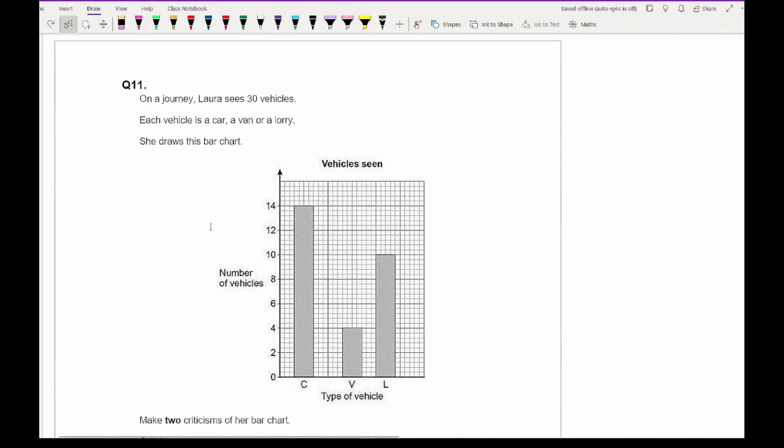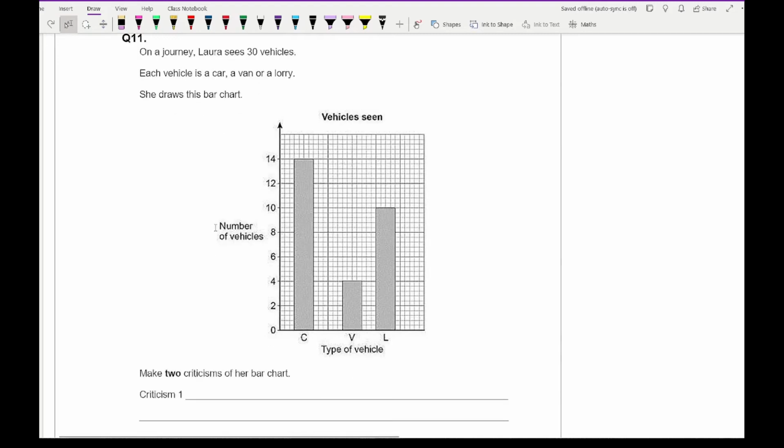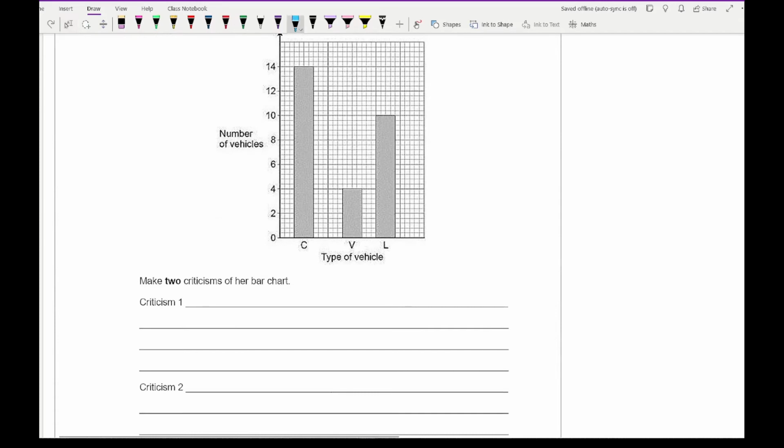Then moving on to question 11, it says, on a journey, Laura sees 30 vehicles. Each vehicle is a car, a van, or a lorry. And what she's done is she draws a bar chart. And here is our bar chart. And the question is asking us to give 2 criticisms. Now, I would say the most common criticisms you can give, and again, you can give these in any order, is that there's no equal spaces between the bars.